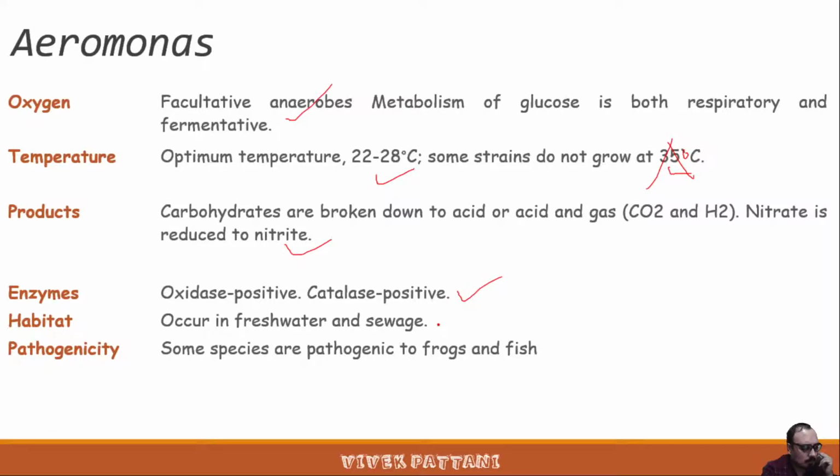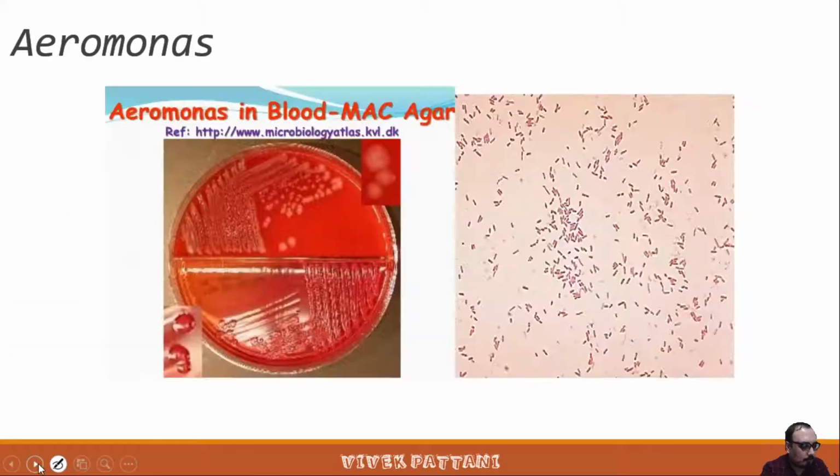They are mostly found in fresh water and also in sewage, and they are pathogenic to frogs and fish. Okay, this one is a colony of Aeromonas on blood agar and MacConkey agar. This one is blood agar, and this one is MacConkey agar.